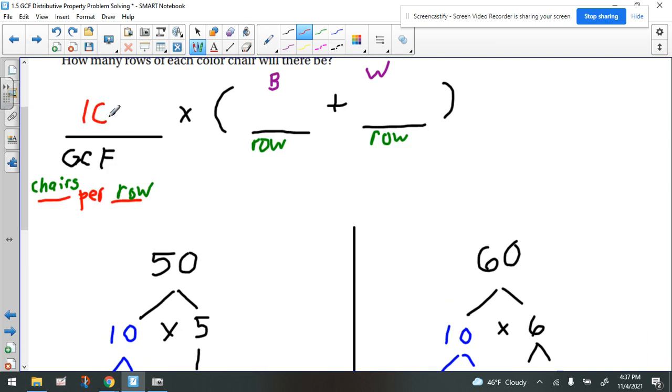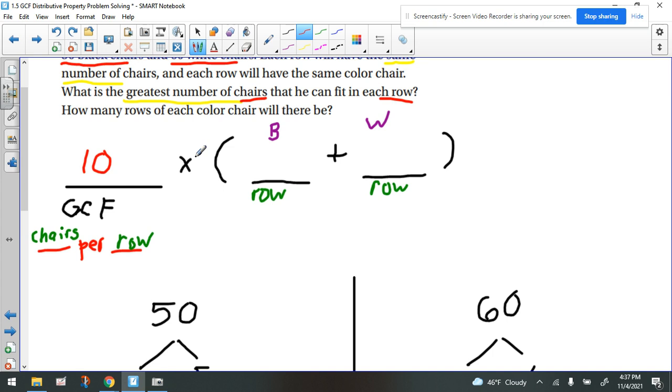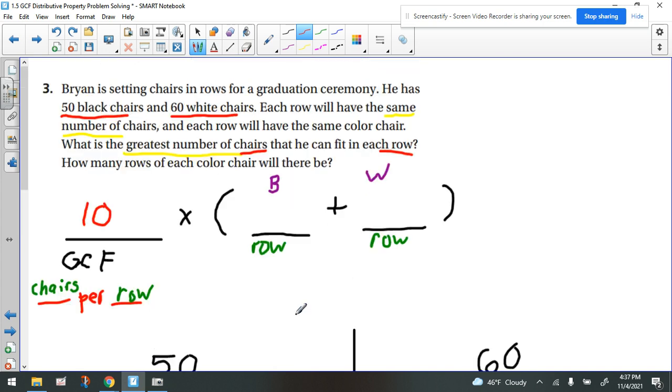Let's write that down. So the first part of this question does say, what is the greatest number of chairs that he can fit in each row? It's going to be 10 chairs per row. That'll be the answer to part 1 of this question. But there's a part 2. The part 2 part says, how many rows of each color chair will there be? So we'll use the distributive property to figure that out.